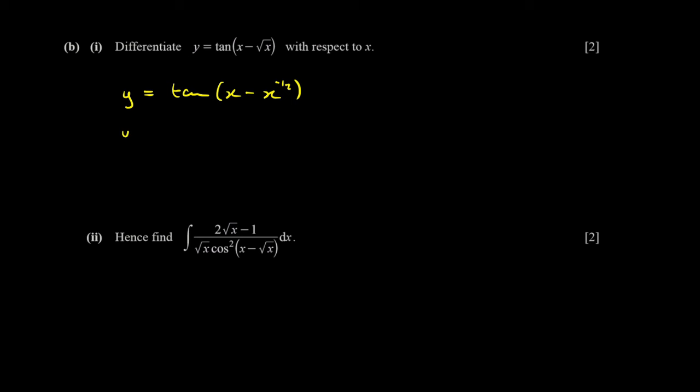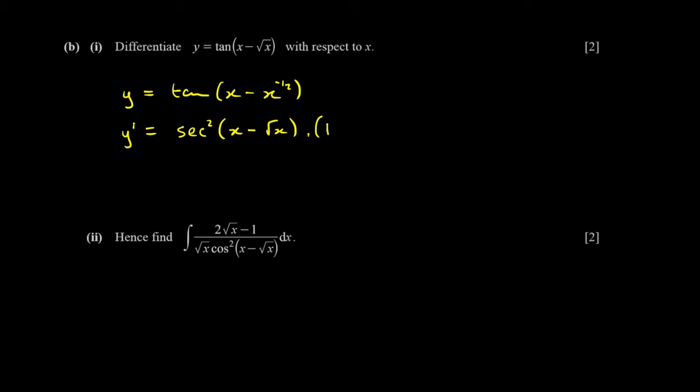And if I was to differentiate this, therefore, what I've got to do is differentiate the big function first. So tan differentiates to give sec squared. So I've got sec²(x - √x), or x to the power of a half. Then what I've got to do is differentiate the little function on the inside, this thing, and multiply through. So if I differentiate x, I get 1.